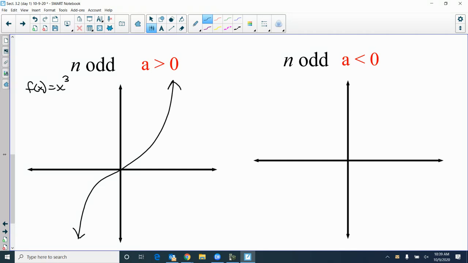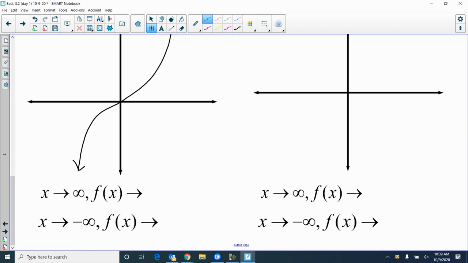It's going to go from low to high. It's going to go from low to high. As x goes to infinity, f of x goes to where? Infinity. As x gets smaller, what's happening at f of x? Negative infinity.